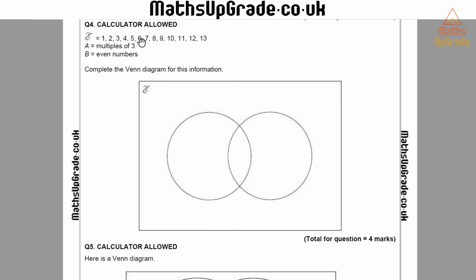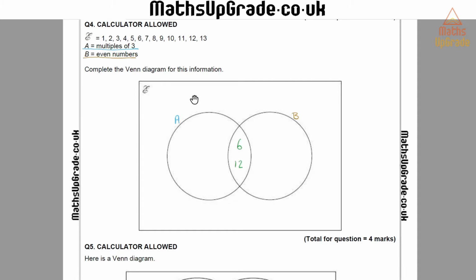I'm told that region A would include all the multiples of 3, and region B would include all the even numbers. So I need to complete the Venn diagram for that information. So I'm going to label this circle here as A, this circle as B, and then the region between them would be A and B.